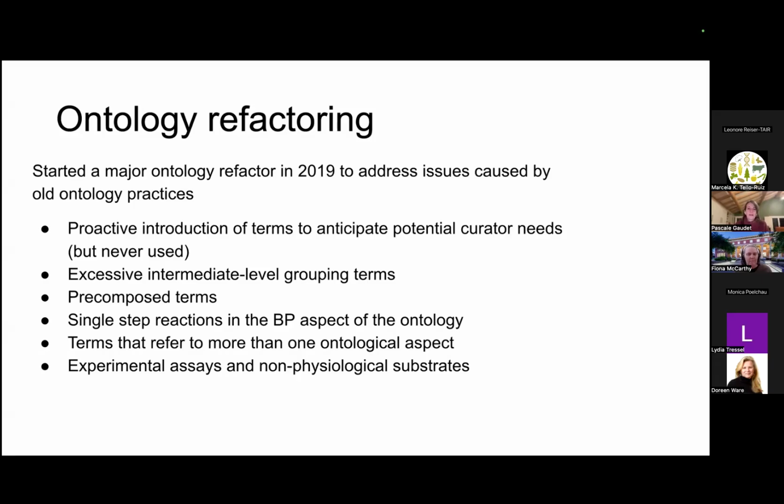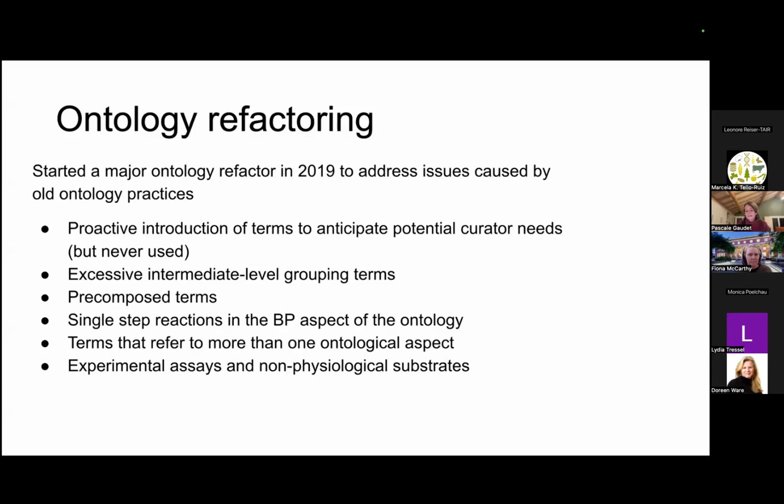So we're also removing some intermediate-level grouping terms that we believe are more confusing than helpful. I talked about the pre-composed terms already. There was also, and this is something the GO-CAM way of thinking helped us really formalize, many single-step reactions in the biological process aspect of the ontology. For example, we had methylation and DNA methylation and phosphorylation, things like that.